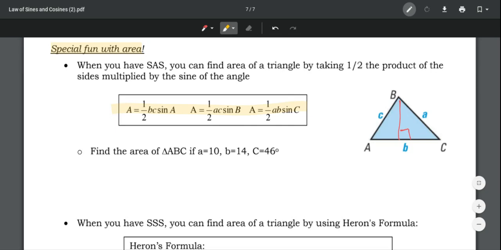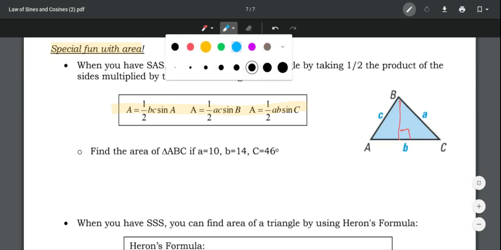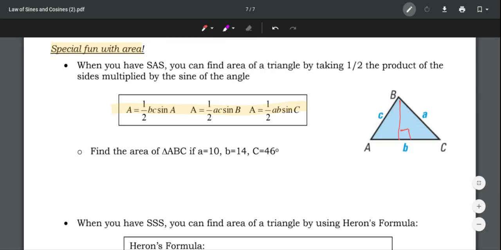Now in this case, they say find the area of triangle ABC if a is 10, b is 14, and C is 46. If you take a look at this, we know it's the included angle. I'm given side length a, I'm given side length b, and I'm given angle C. So you'll see that C is included between a and b. So if I'm given angle C, I am going to use that third formula. That's the formula I'm going to use.